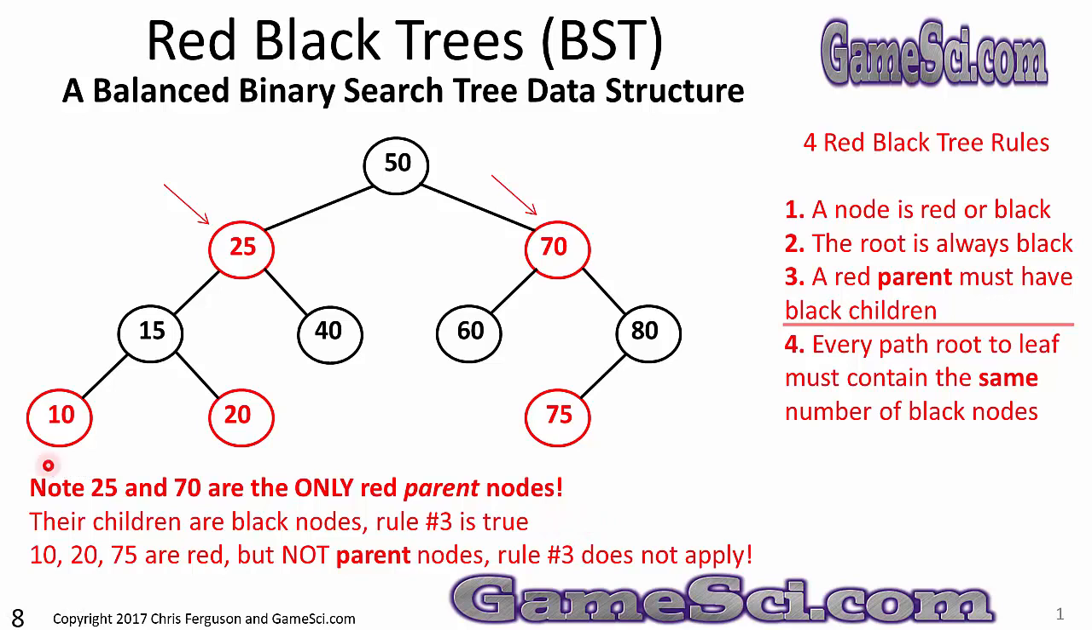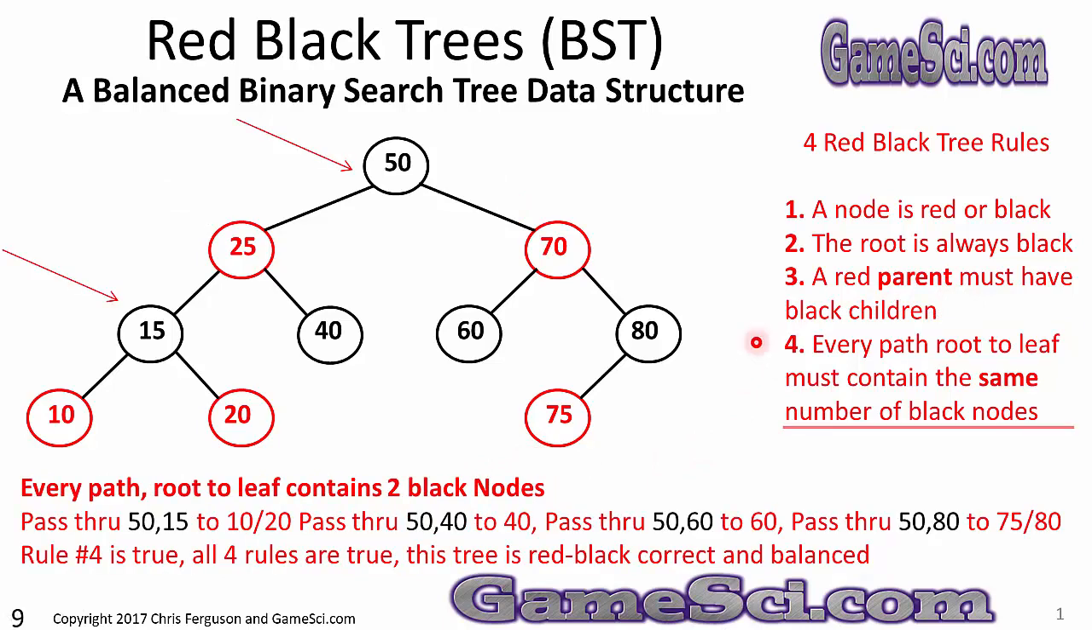Notice, however, that 10, 20, and 75 are red, but they're not red parents. Rule number 3 does not apply to 10, 20, and 75 because they are not parent nodes.